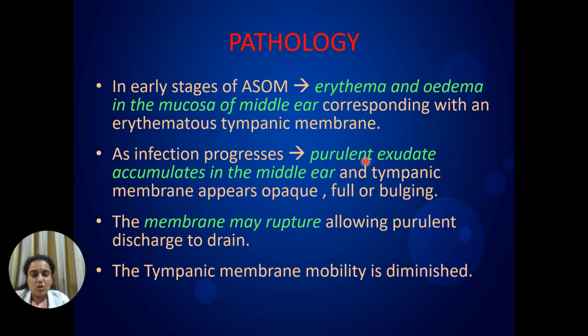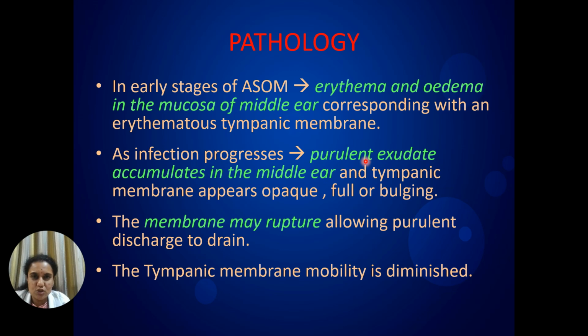Let's see the pathogenesis. Now we have seen what is the cause. Now let's see how the infection through the eustachian tube reaches the middle ear. So in the initial stages, because of the obstruction in the eustachian tube, there is inflammation because of negative pressure in the middle ear. The eustachian tube has the function of ventilating the middle ear and maintaining the pressures. When the tube is blocked, there will be negative intratympanic pressure.